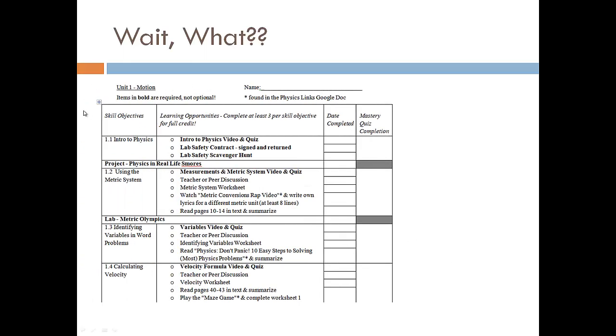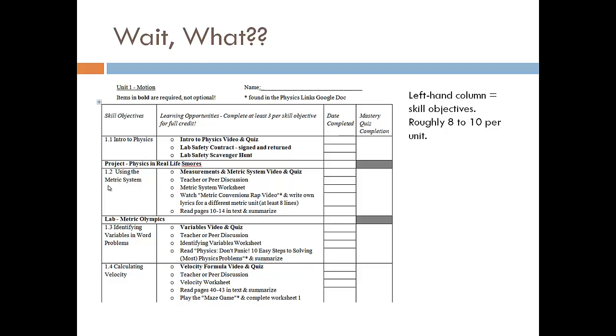Let's look at Unit 1. This is sort of the layout of a handout that I'm going to give you for each unit. It takes Unit 1, which is motion, and breaks it down into skill objectives here in the left-hand column. Here we have our first skill objective, Intro to Physics. That's a little bit vague, but it is going to include stuff like lab safety and this video.